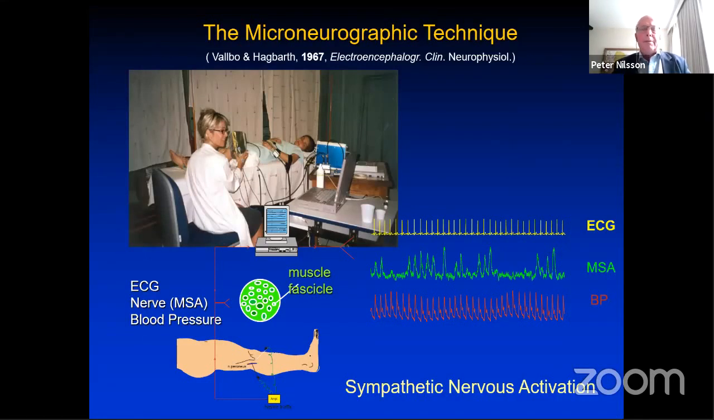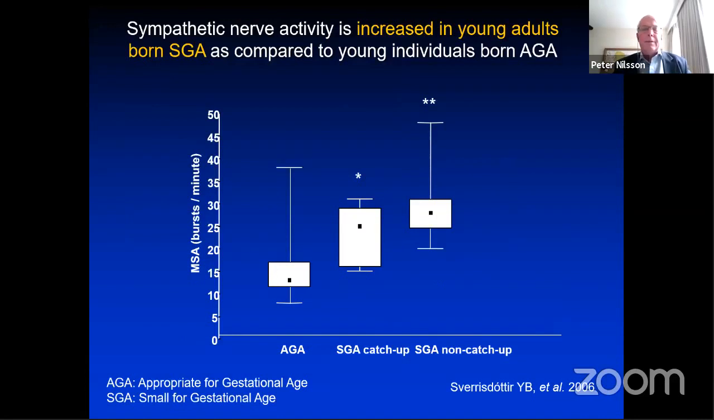Other people have been interested in investigating the sympathetic nervous system by microneurography. And it has been shown that during follow-up, sympathetic nervous activation is more pronounced in subjects with a history of being small for gestational age, as seen on this slide, as compared to normal babies with appropriate for gestational age birth weight.